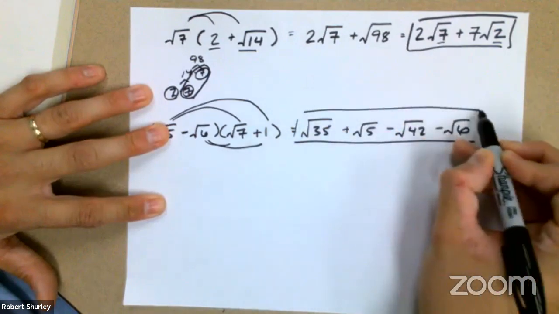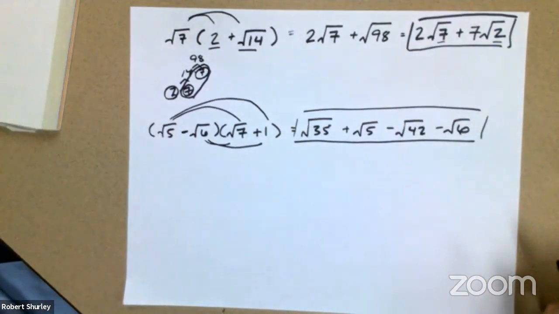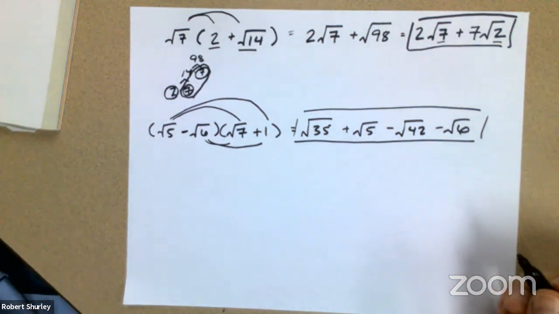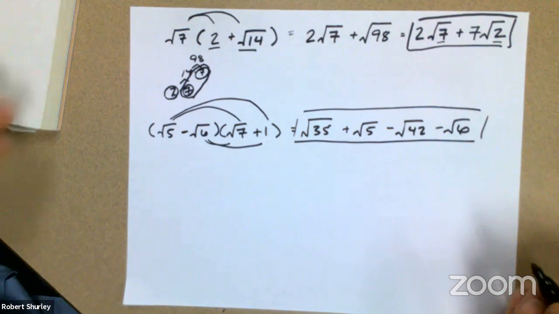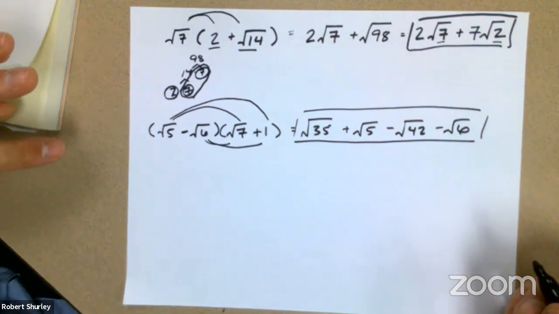That's it. I know it doesn't look like it should be, but that's the answer because none of those add together or subtract together. They're all unlike radicals or whatever we called it. Non-like radicands. Okay.